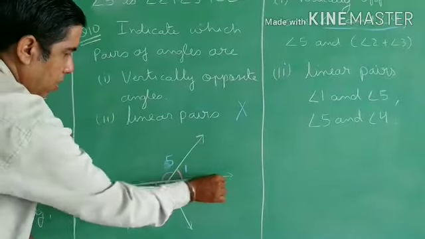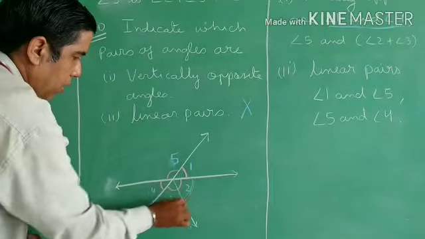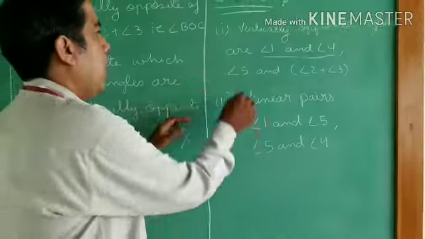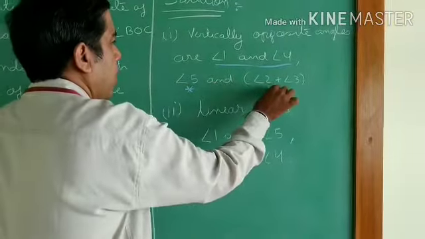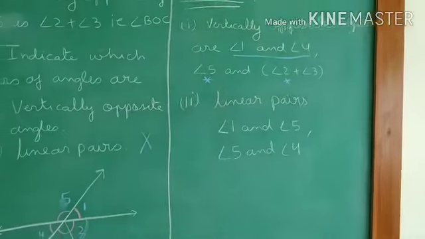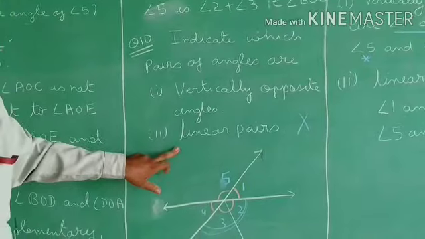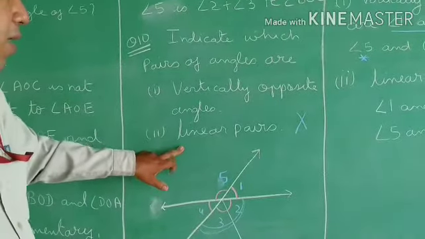I am counting this here as a whole as one angle. So angle 2 plus 3 and angle 5. You can see I wrote here angle 5 and angle 2 plus 3. Now, next second part, linear pair. Linear pair means when the sum of two angles is 180 and they are forming on the line.